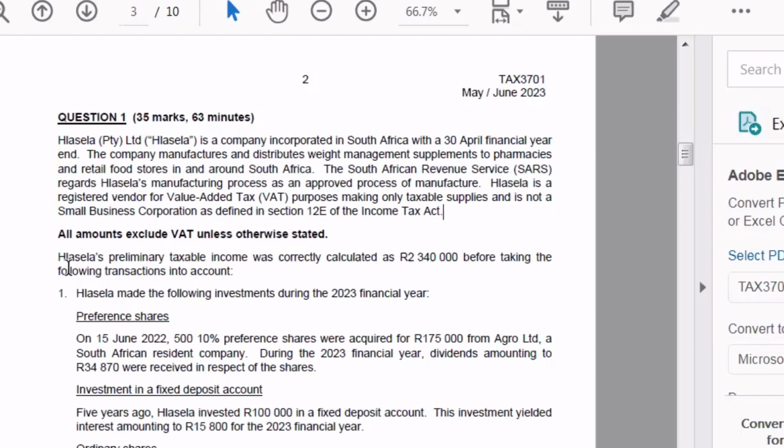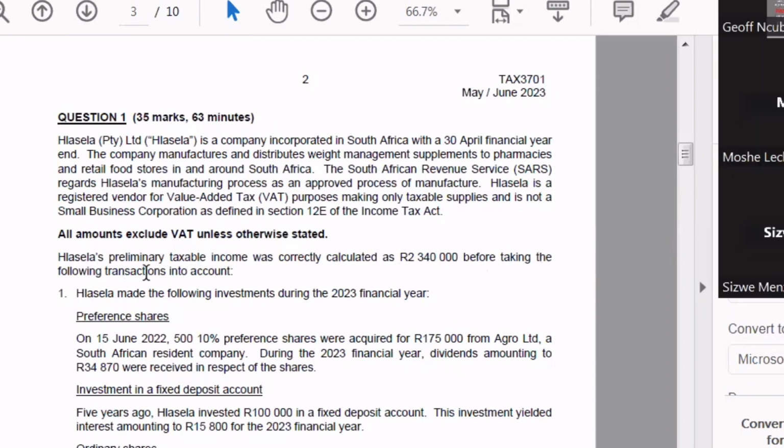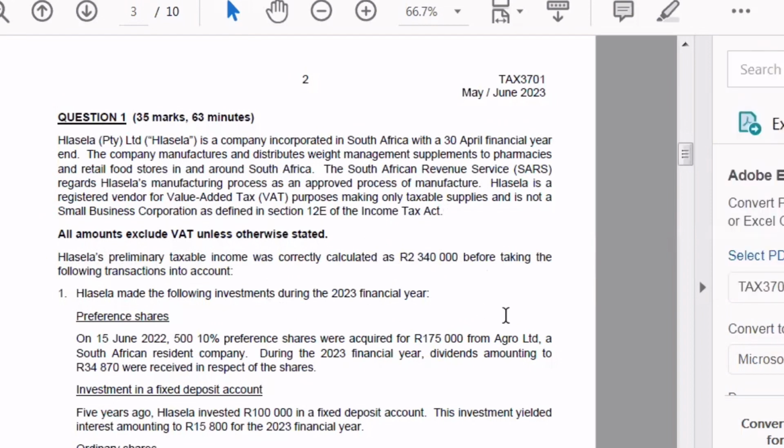Then they are saying Hlasela's preliminary taxable income was correctly calculated as 2,340,000 before taking the following transactions into account. So that means so far they calculated whatever deductions they qualify for as a company, and then they got that figure. Then more transactions came during the year.